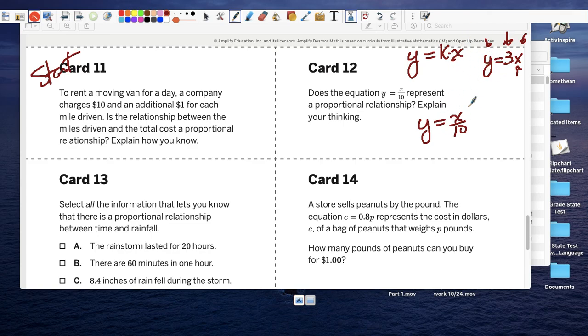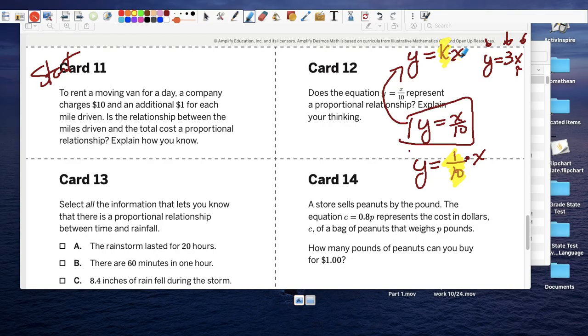But look at this one. Does this equation look like that? It does, because y equals, and x over 10 can actually be rewritten as 1 over 10 times x. Now if you look at this, we have a constant of proportionality here. Let me shade it. There's your constant of proportionality times x. So is this in that format? Yes, it is. So does that represent an equation that represents a proportional relationship? Yes, it is. All right.